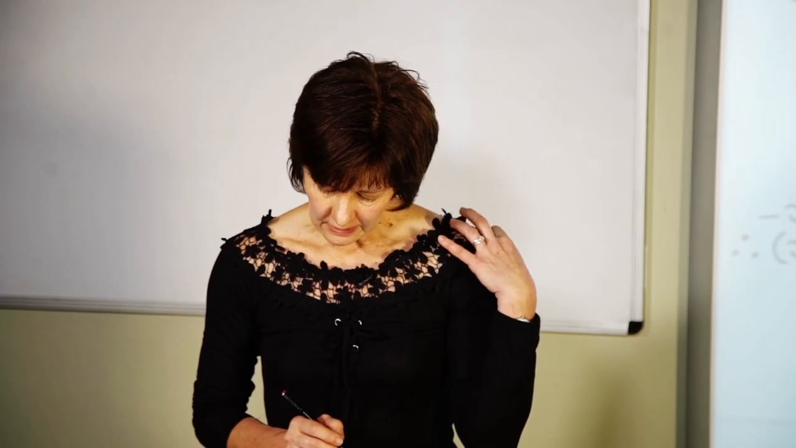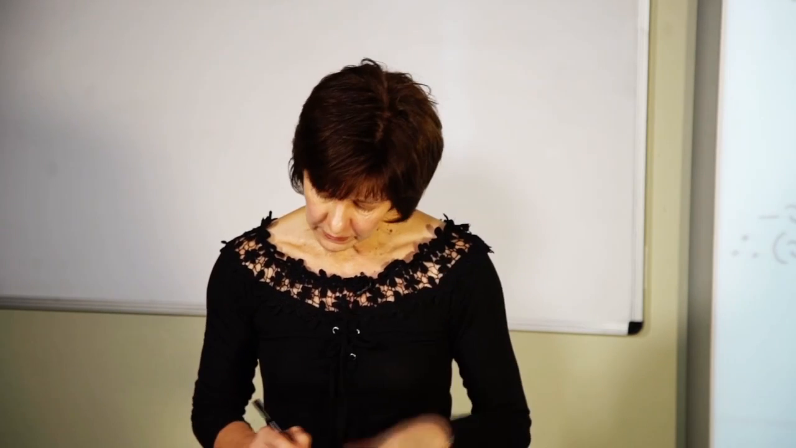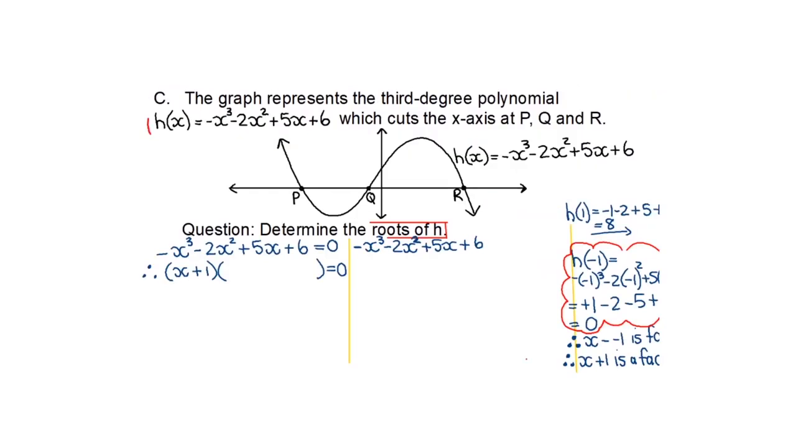In this question, they say, this graph represents the third degree polynomial h of x. So now I've got a new function. The function is h of x, and here is h of x. It cuts the x-axis at P, Q, and at R. The question is, determine the roots of h.